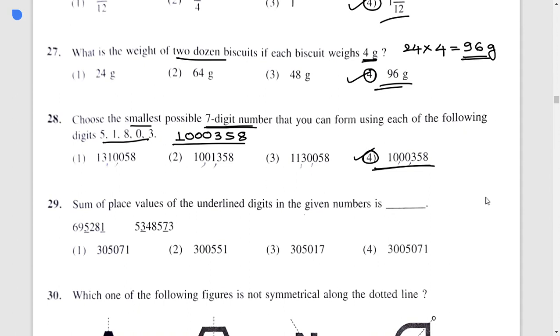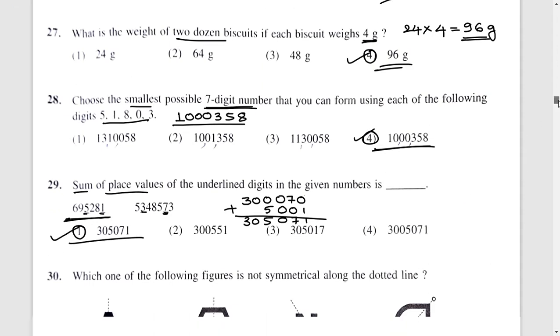Question number 29. Sum of place values of underlined digits in the given numbers is. So two numbers they have given here. The two numbers are underlined here. Sum means you have to add the place values. So place value of 3 is here 3 lakh. Again 7 is 70. You add this one also. Place value of 5 is 5000. Place value of 1 is 1 itself. So after adding it, you will get 305071. First option itself is the right answer.